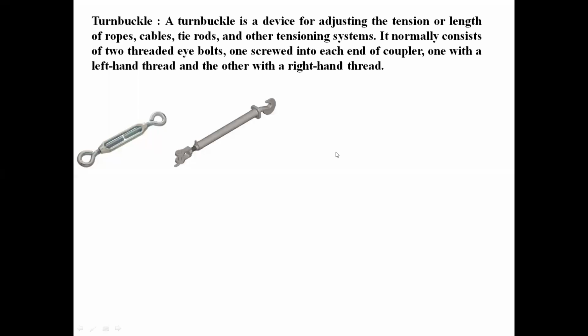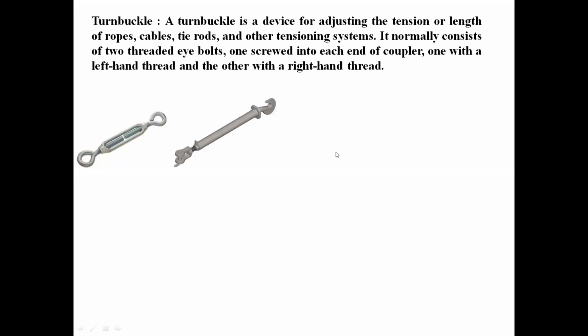Turnbuckle. Turnbuckle is the device which is used to adjust the tension or length of the ropes or cables or tie rods which are used in different applications, like tie rods in trusses, the ropes which are used for bridges, the ropes which are used in ships, or the hanging ropes of an auditorium.